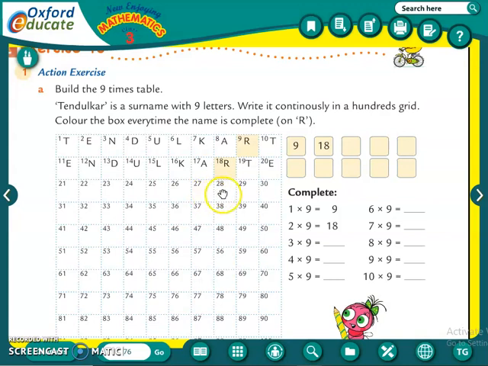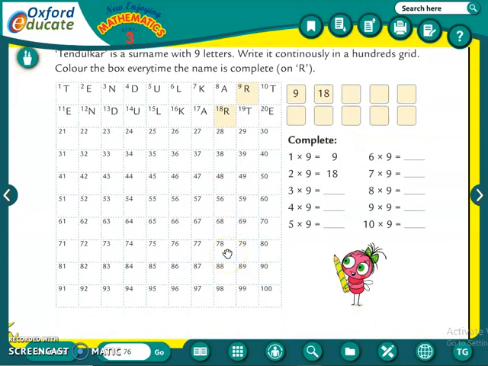Like this you have to complete the grid with writing तेंदुलकर. हर एक जगह पे आपको तेंदुलकर कंटिन्यूअस लिखना है और उसमें जो लास्ट लेटर R आता है वो R को आपको कलर करना है. It's very easy.